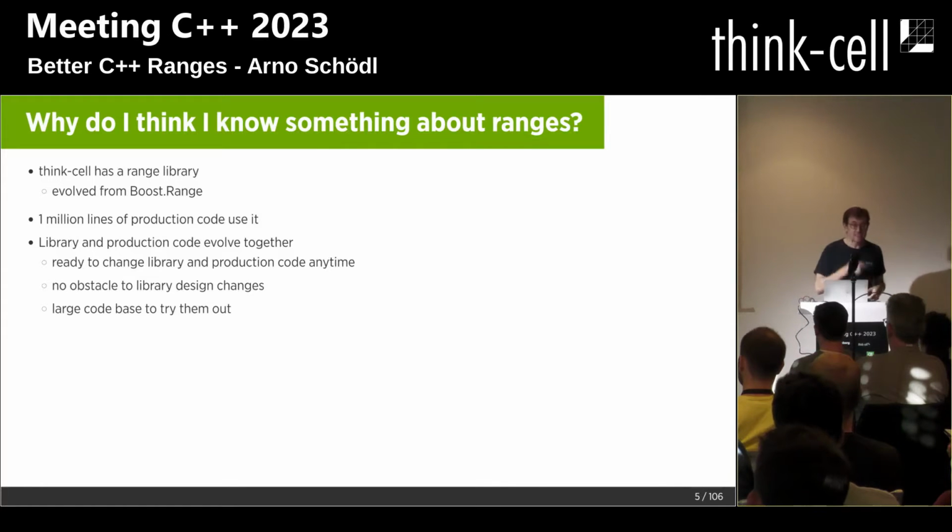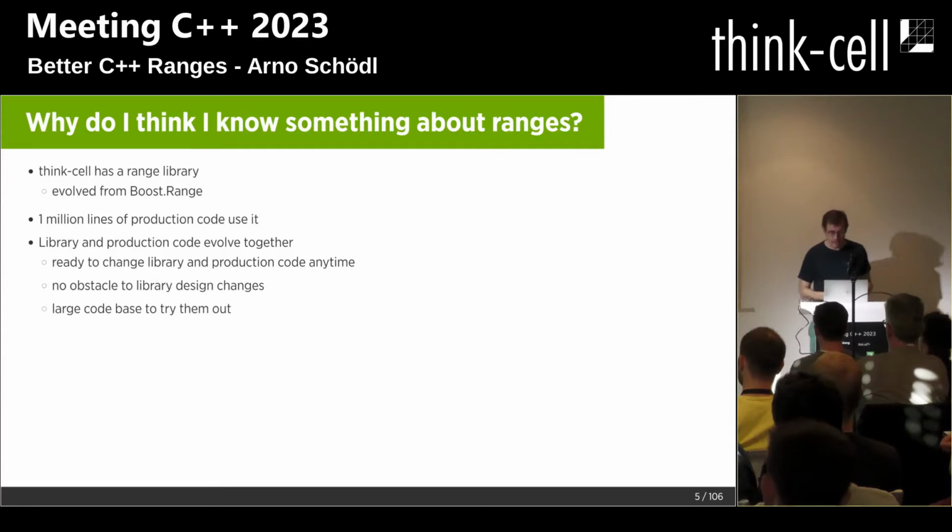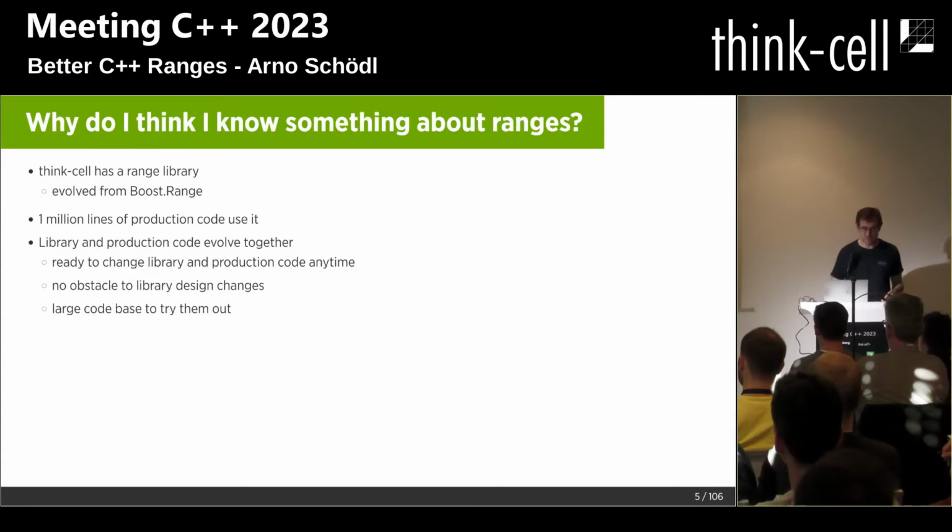But the ability to change the library at any given time means we have no obstacle to change the design. And throughout the code base, we learn how that library ideally should look. And there's always something you learn. There's always a better design. You can constantly keep tweaking it. And then we have that large code base to try out these changes. So I think over time, doing that for 20 years, we learned a lot about how this library should look. And this is how it looks. So that's why I think I know something about ranges, because we've been doing this process now for 20 years.